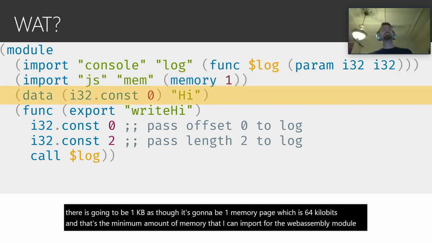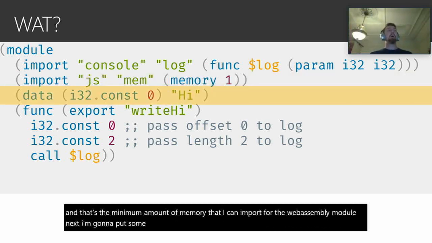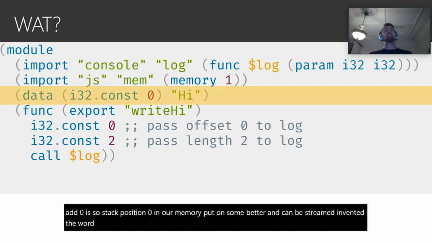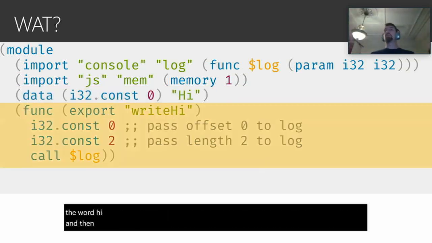Next, I'm going to put some data into memory. I'm pushing that at position 0, so that's what i32.const 0 is. So position 0 in our memory, pushing on some data, and it's going to be a string containing the word hi. And then finally, this module is going to export a function of its own.